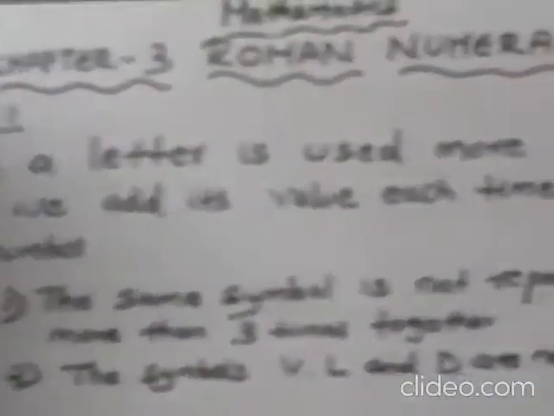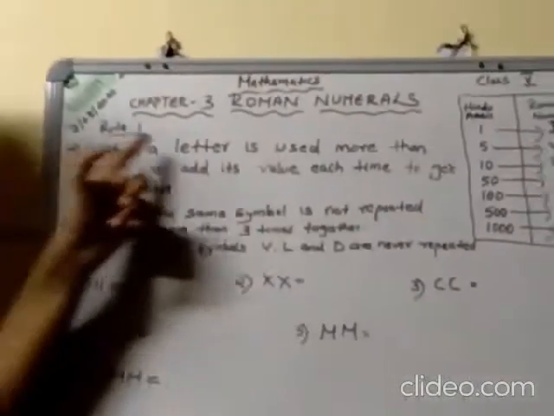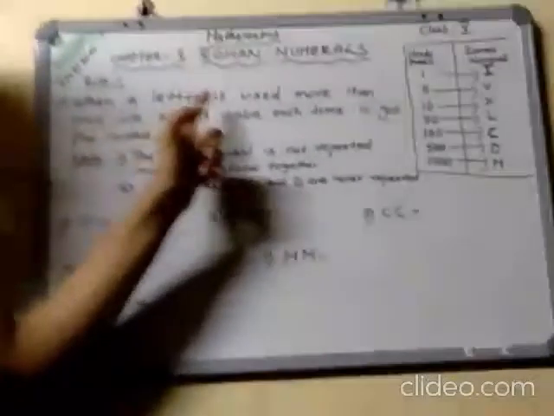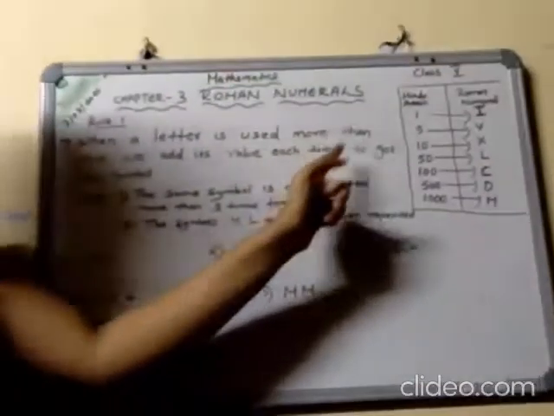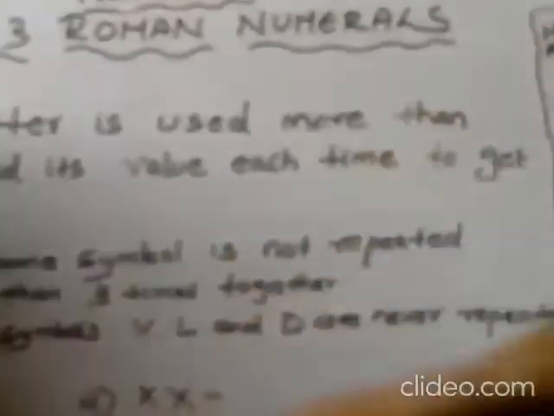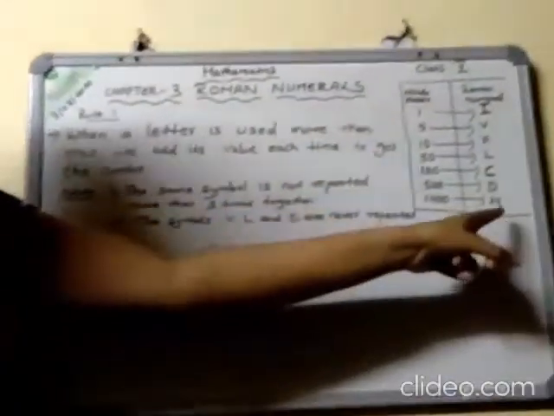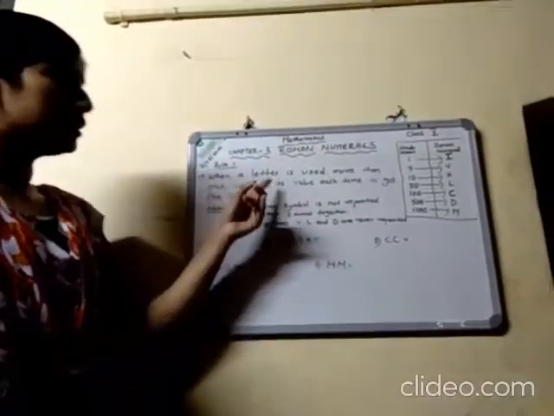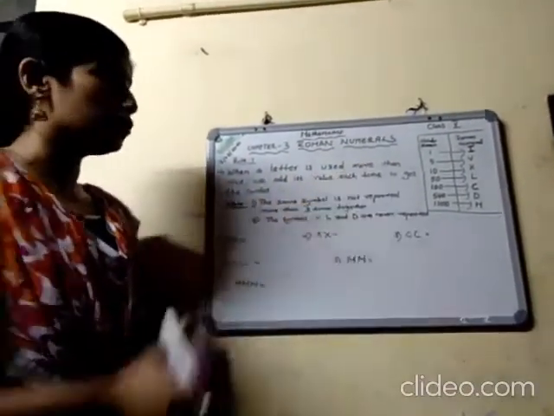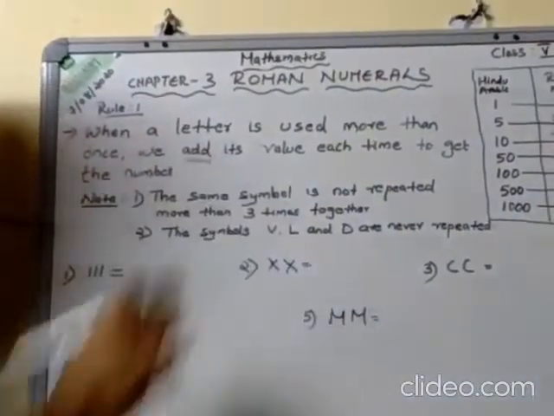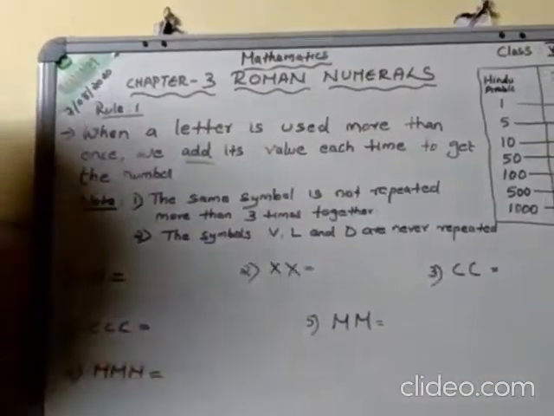Okay, this is the first rule. Did you remember the rule? What is the first rule? When a letter is used more than once, we add its value each time to get the number. So these are the 7 symbols in the Roman numerals. If a symbol is used more than once, then we add its value each time to get the given number.